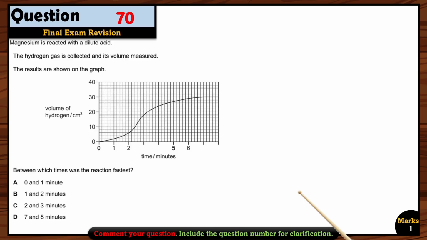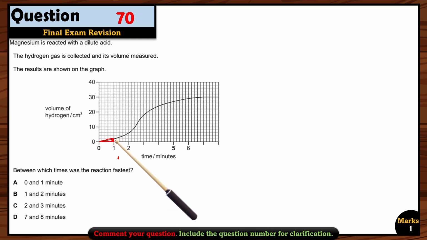Let's see another question that is related to the rate of the reaction and how in a graph you can find at which time the rate of reaction is the fastest. For example, this question: magnesium is reacted with dilute HCl, the hydrogen gas is collected and its volume is measured. The results are shown in the graph. Between which times was the reaction fastest? If you are getting confused, you can just try to draw the triangle. So you can see your triangle for 0 to 1 minute, the size is only this much.